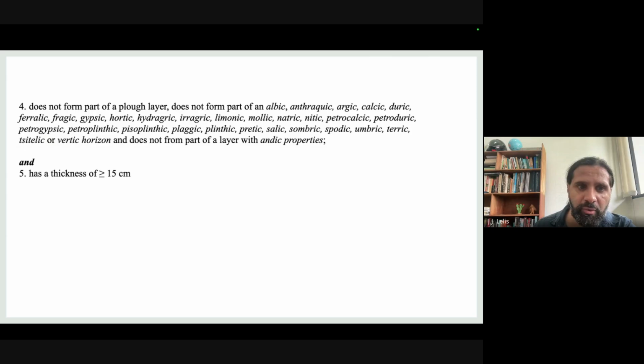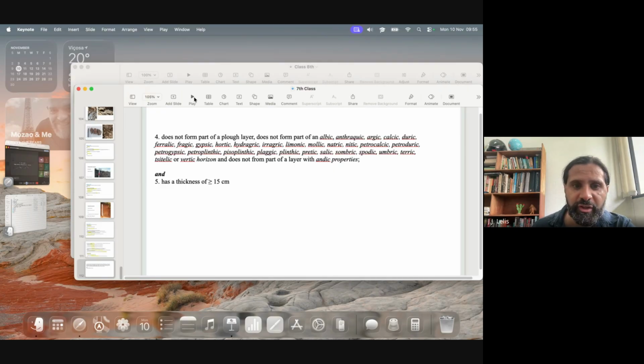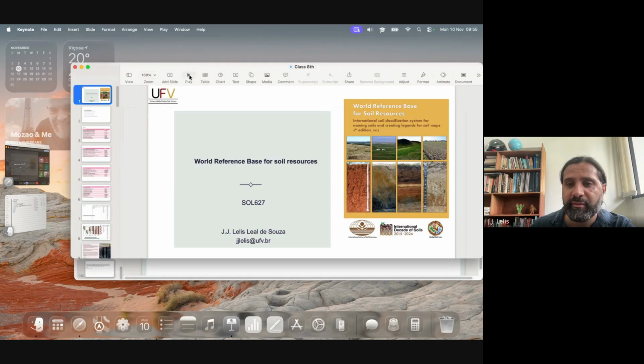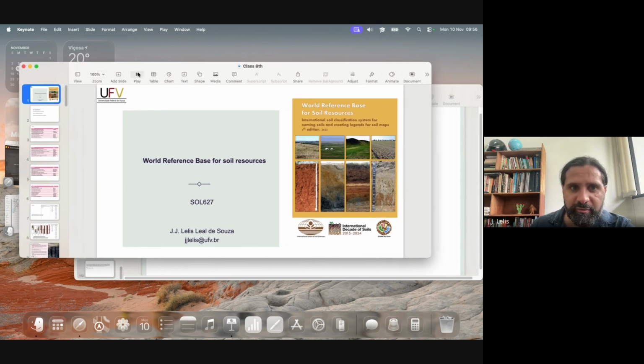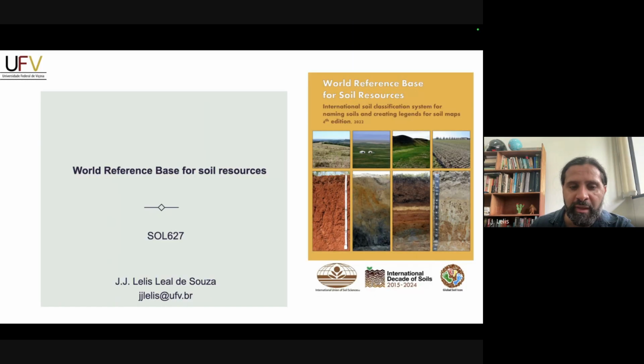Okay, so with this, we finish all of our diagnostic horizons in the WRB. And now we can see here the reference soil groups. So now, after all the diagnostic horizons, we can start with the classification, the real classification of soils according to the World Reference Base for Soil Resources.